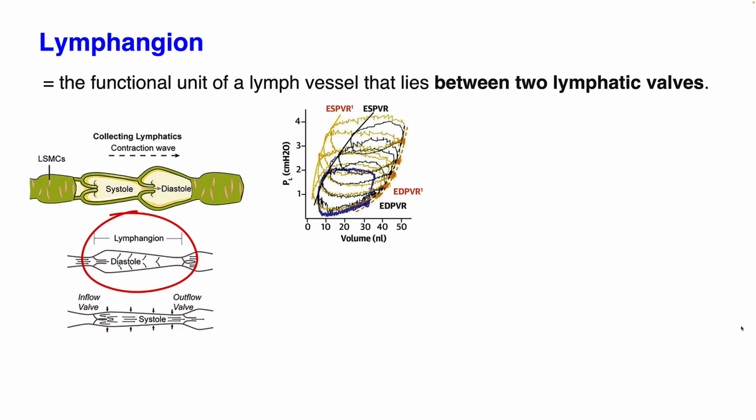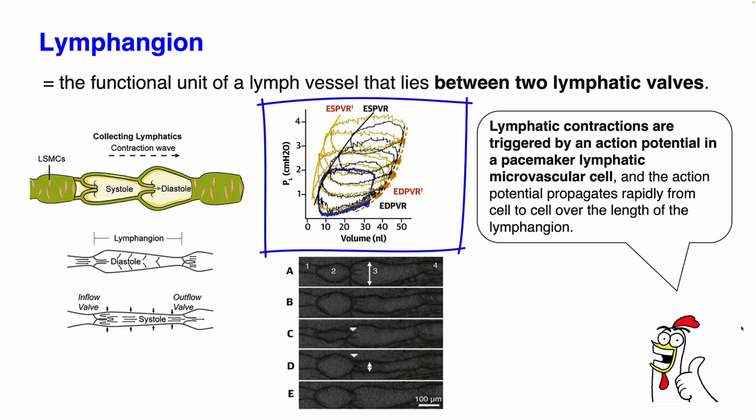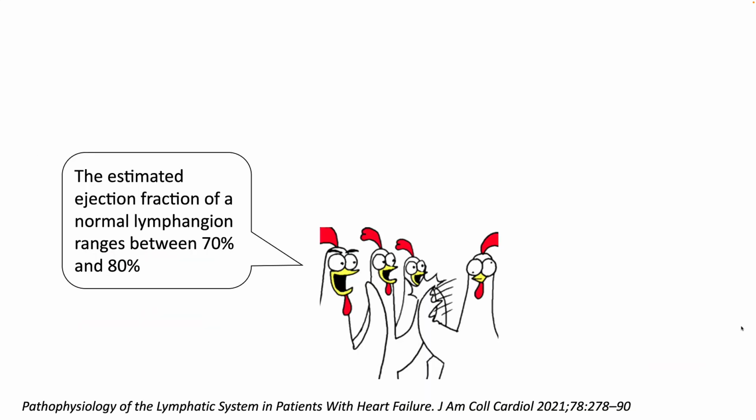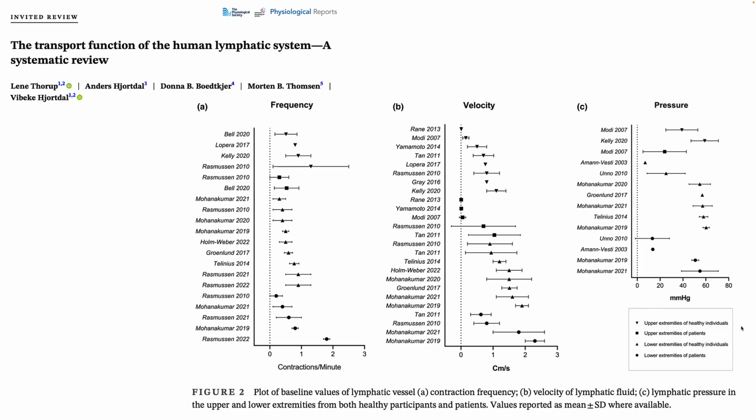Lymphangion is the functional unit of the lymph vessel that lies between two lymphatic valves, and this area has its own pressure volume loop. Lymphatic contractions are triggered by an action potential in the pacemaker lymphatic microvascular cells, and the action potential then propagates rapidly from cell to cell over the length of the lymphangion, as you can see in this figure. The estimated ejection fraction of a normal lymphangion ranges between 70 to 80% and can generate 20 to 120 millimeters of mercury pressure in your lymphatic system.